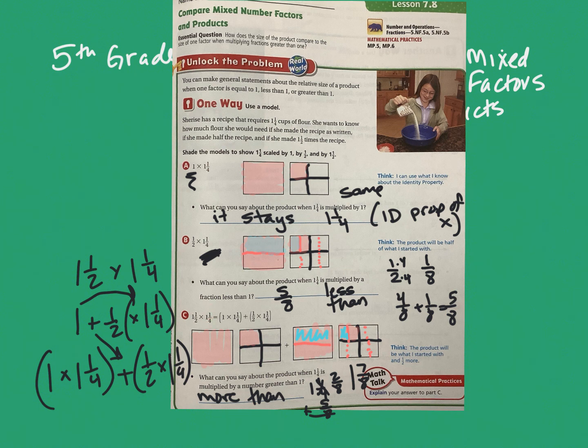So what we have to internalize: if I multiply my factor by 1, it stays the same, the identity property of multiplication. If I multiply it by a fraction that's less than 1, a proper fraction without a whole number in front of it, then it's going to be smaller than this amount. If I multiply my factor 1 1/4 times a mixed number, that means it's times a whole amount and then some, so it's going to be bigger.